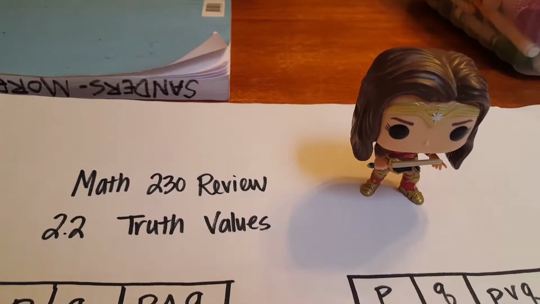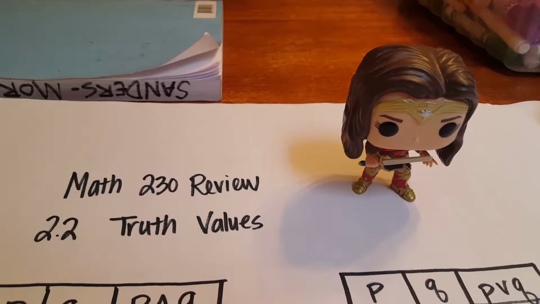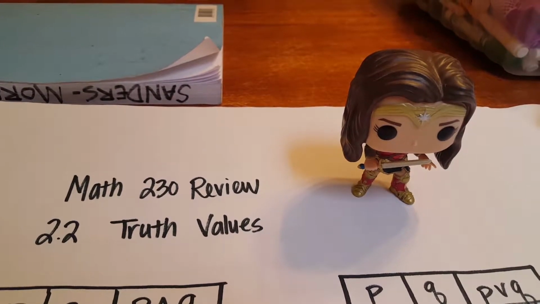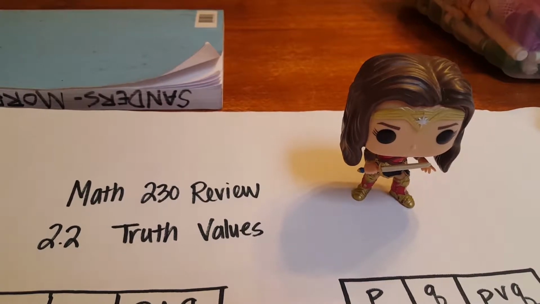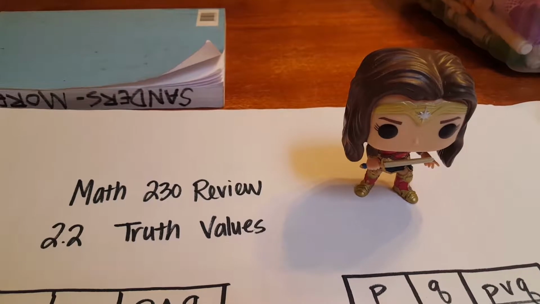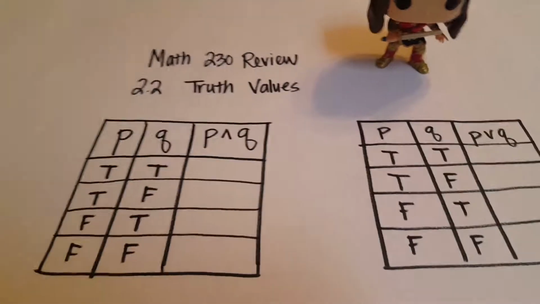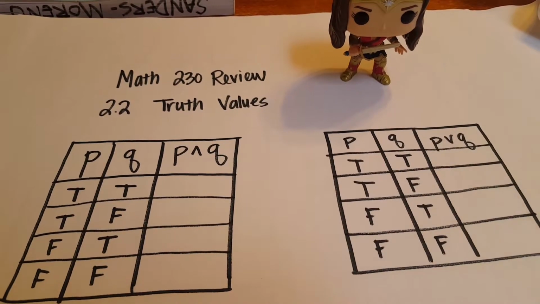This is my Math 230 review on the topic of truth values and truth tables. It's section 2.2 in our textbook, and I have Wonder Woman joining me since she has the lasso of truth. All right, awesome. So the main thing that you need to know about this section is that you need to know the truth tables for the conjunction and the disjunction, the and or the or.